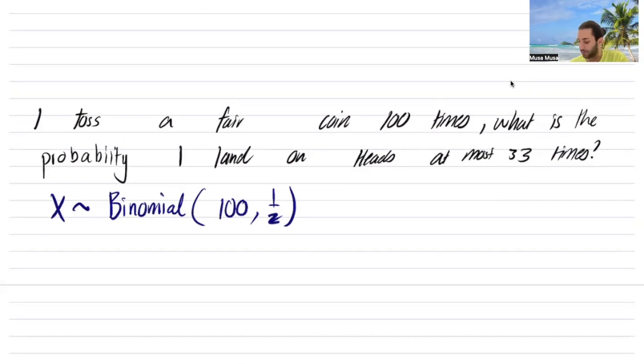But if I want to find the probability that I have at most 33 heads, that's this. Now this is a bit of an issue because if you want to find this, you actually got to do all of the cases. You got to say x equals 0, x equals 1, x equals 2, all the way up to 33, or you say 1 minus the probability that x is greater than 33.